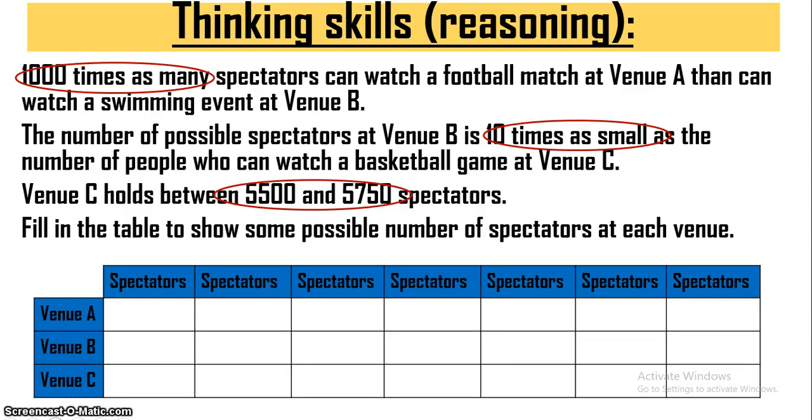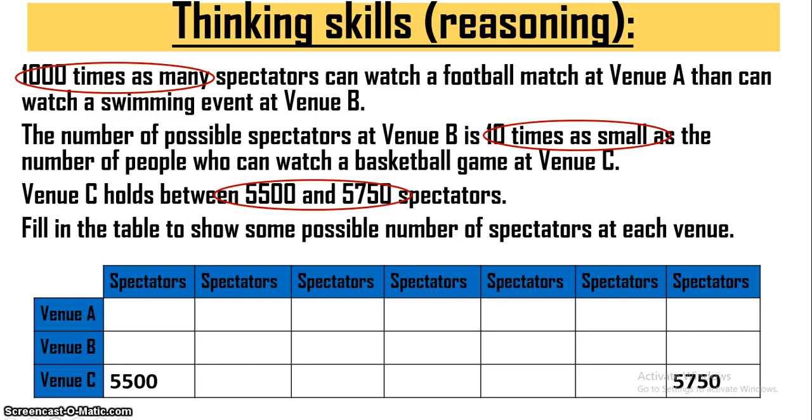If you read the table that follows, it says fill in the table to show some possible number of spectators at each venue. You start thinking, where do I start from? Do I start with venue A? Do I start at the middle? Do I start at the end? Do I start at B, C? But it's very simple. From the expression, venue C holds between 5,500 and 5,750 spectators. It means you start at C. The lowest number being 5,500 and the highest number being 5,750.